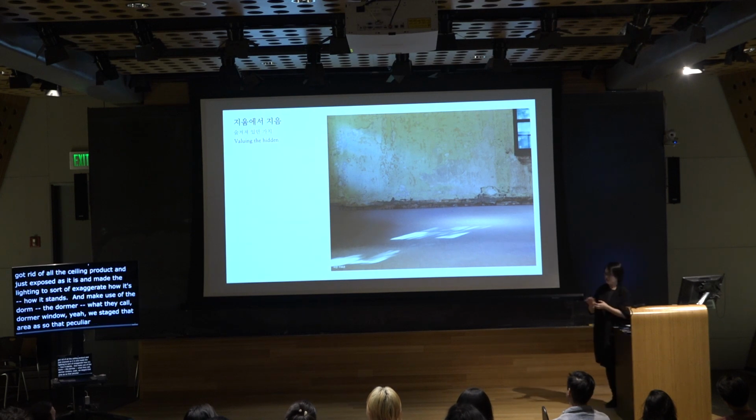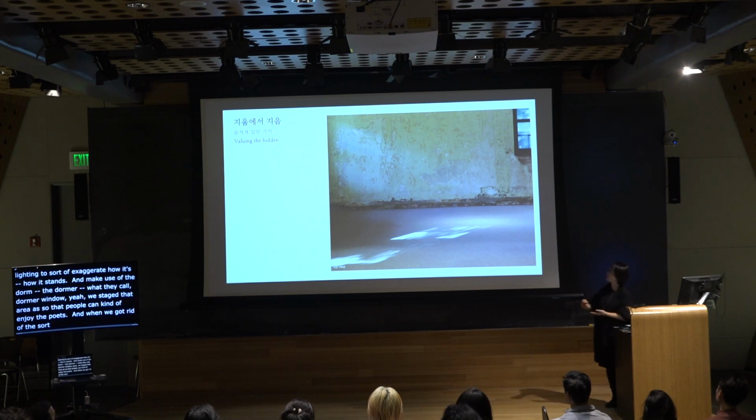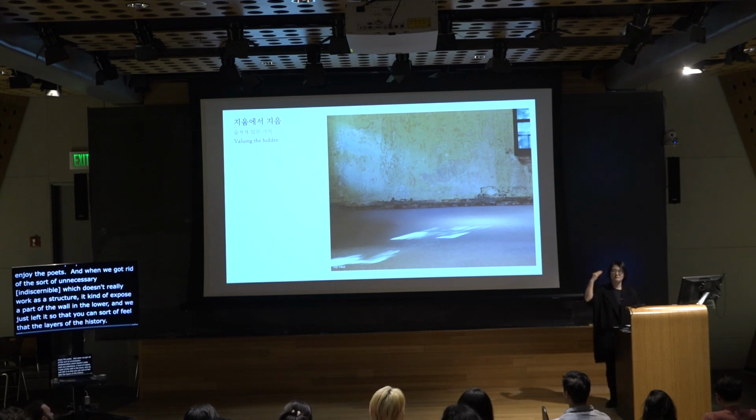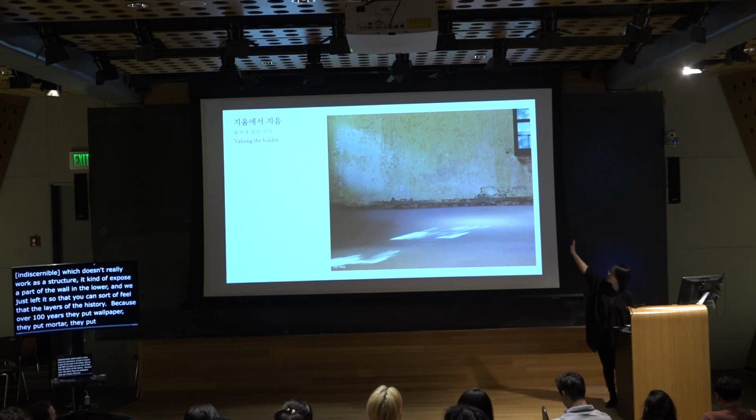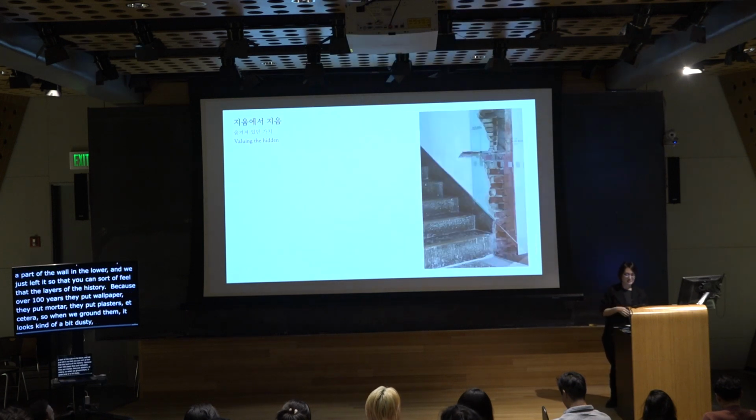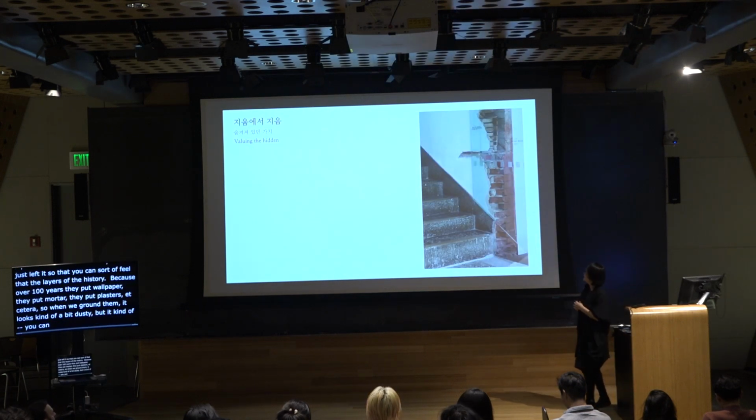And when we got rid of the unnecessary mortar, which doesn't really work as a structure, it exposed a part of the wall on the lower part, and then we just left it so that you can feel the layers of history. Because over 100 years, they put wallpaper, they put mortar, they put plasters, etc. So when we ground them, it looks a bit dusty, but you can feel the history.